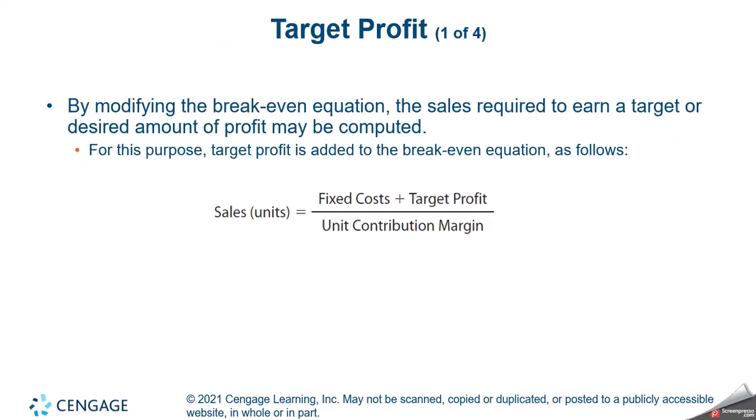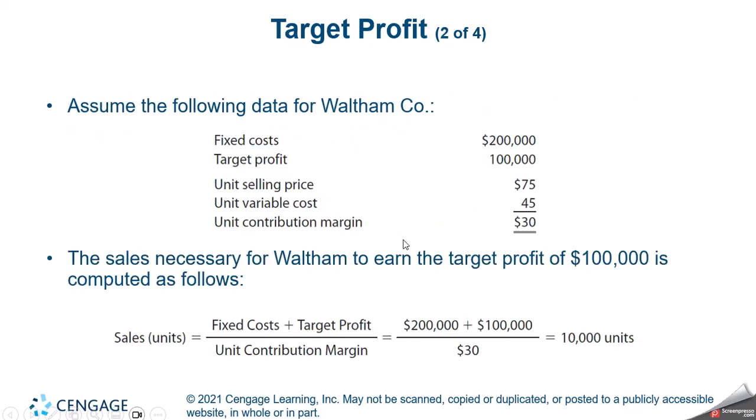But obviously we are in business to make money. Even not-for-profit companies are in business to make money. They just don't pay it back to their shareholders. They don't have shareholders. But so there's always a targeted profit. So we want to figure out how many units we need to sell if we not only have to cover our fixed costs, but we have a target profit that we want to get.